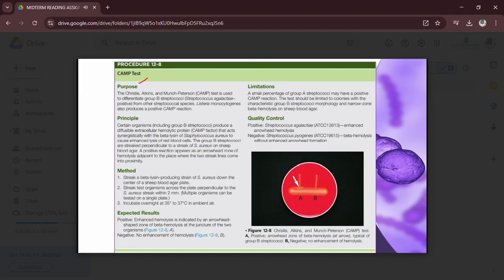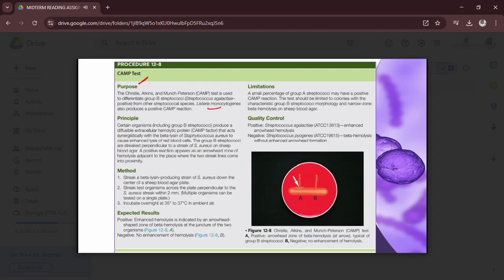For your CAMP testing, also known as the Christie, Atkins, and Munch-Peterson test, which is used to differentiate your Group B Streptococci, Group B being Streptococcus agalactiae, from other streptococcal species. Also, Listeria monocytogenes also produces a positive CAMP reaction. Culture media natin dito will still be your 5% sheep blood agar.